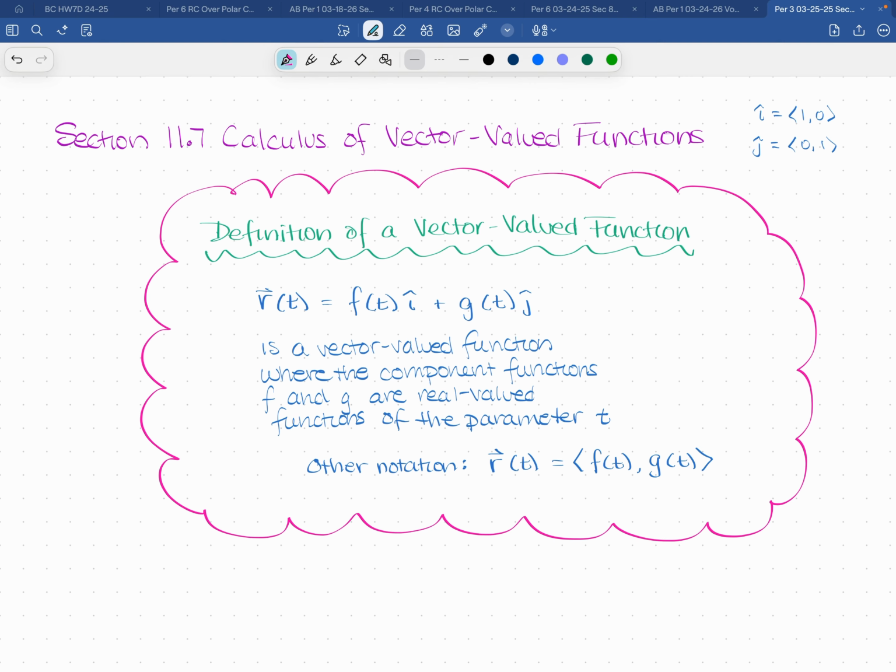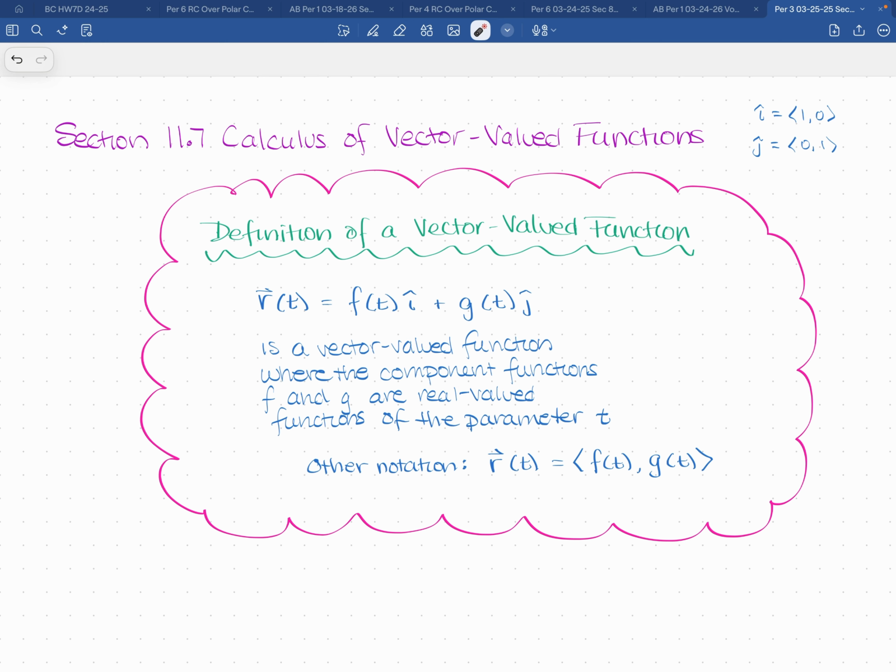Anyway, let's talk about calculus of vector valued functions, because doesn't that sound exciting for our last lesson? I can't wait. We are going to use these guys right here, so don't forget our special unit vectors. Remember, i is the horizontal unit vector and j is the vertical unit vector. So anyway, what is a vector valued function? Well, I'm glad you asked.